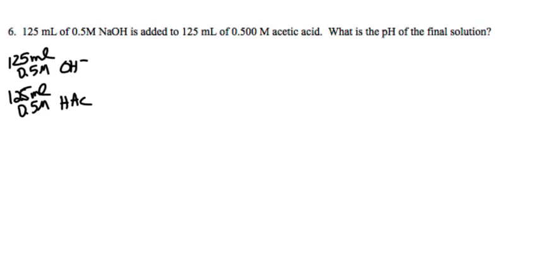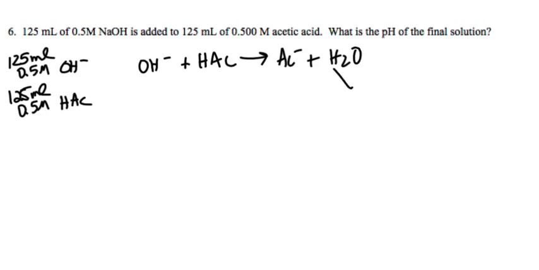So I start with my invader. This equation's easy. I don't have a choice. I have to attack. That invader has to attack the HAC. War is going to end, so we have a reaction going to completion. We make AC minus plus water, which we don't care about. So we're looking for the pH, so we need to have the war and see what's left over. We're going to start with our OH moles, since we're in a stoic table.